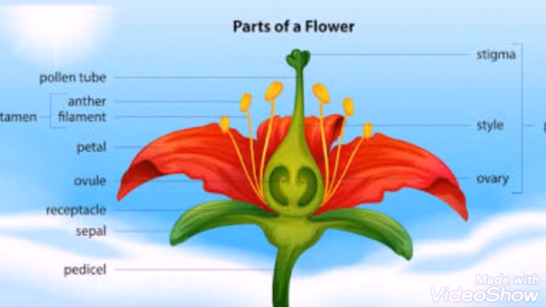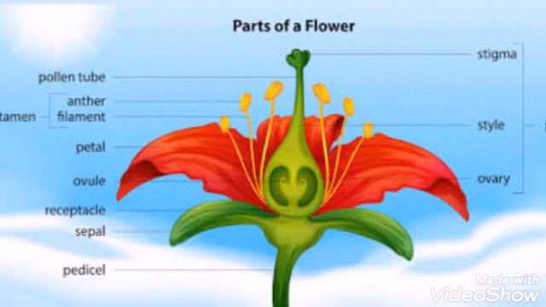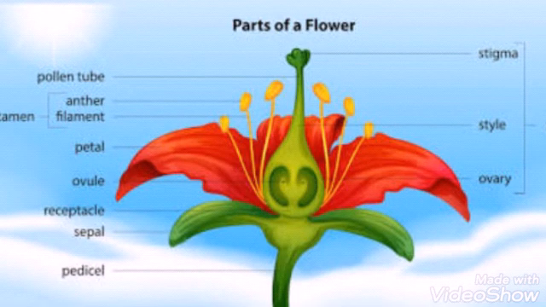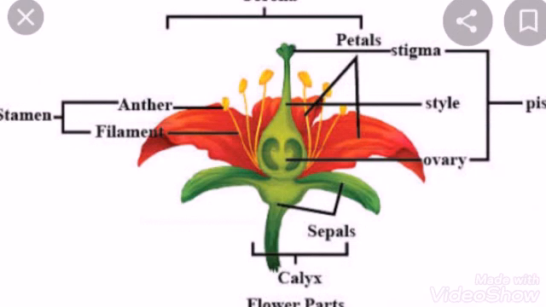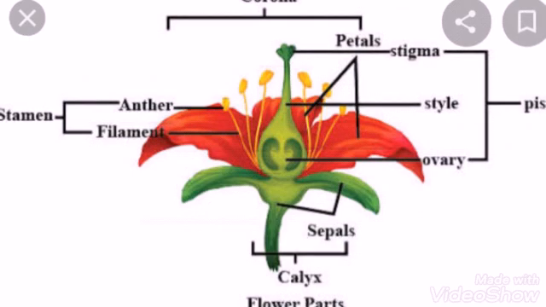Simply, in this diagram you can easily understand the different parts of a flower, and you can see the lower portion of the female part, that is the ovary, is cut in half, and inside you can see a portion which is marked as ovule. So now in this diagram also you can see that petals are there, stigma, style, ovaries are there, a stamen consists of anther and filament, and the sepals are also there.